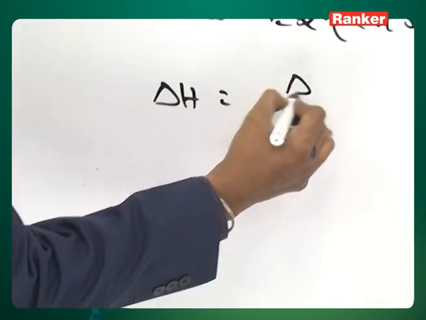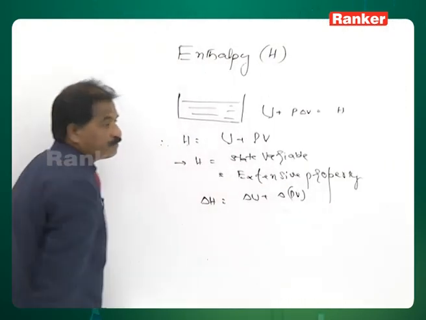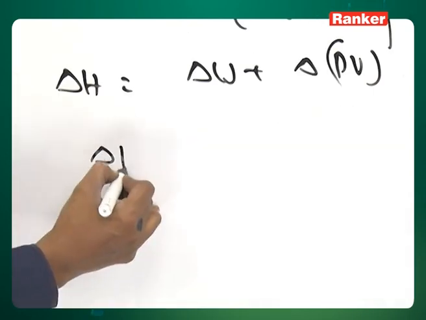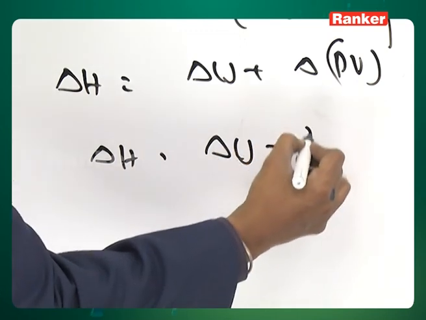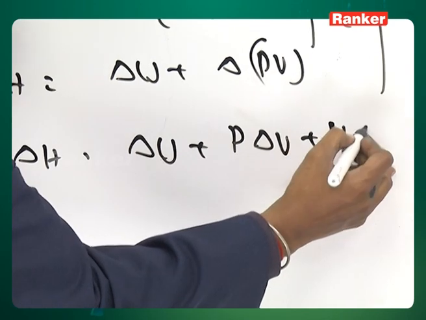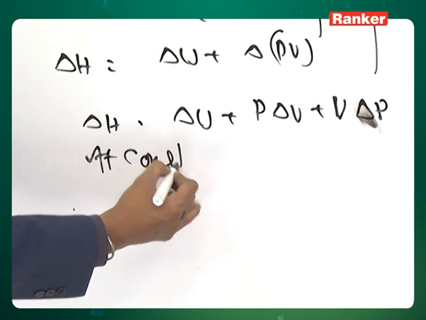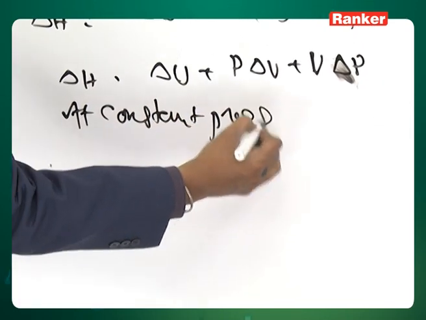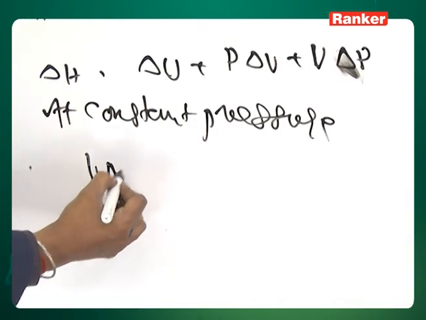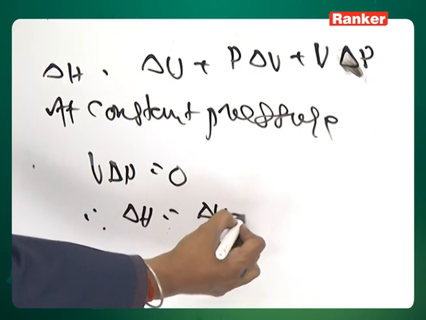Next, change in enthalpy. Change in enthalpy is equal to dU plus differential of PV. Therefore, total differential dH is equal to dU plus P dV plus V dP. At constant pressure, V dP is equal to 0. Therefore, delta H is equal to delta U plus P dV.